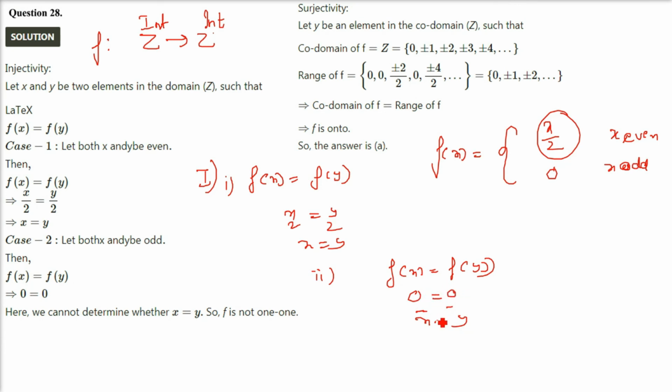That is, we are unable to say anything regarding this. Indeterminate. So we'll not go ahead. We'll simply say f is not 1-1. I hope you got the idea. So it is not 1-1. So the answer is part A saying onto but not 1-1, and D neither 1-1 nor onto. So 1-1 is not there. So A and D both can be true.